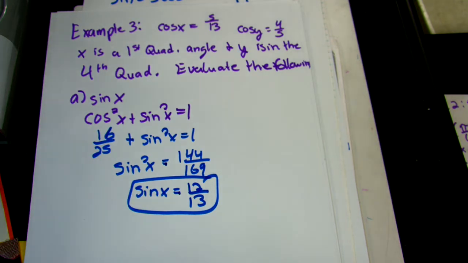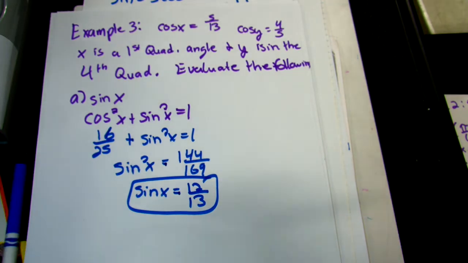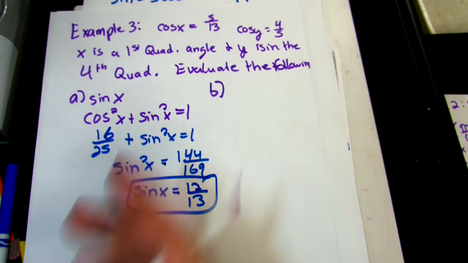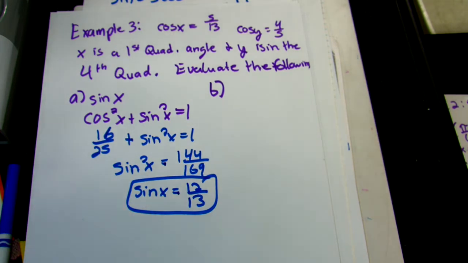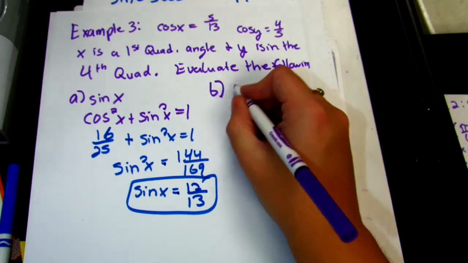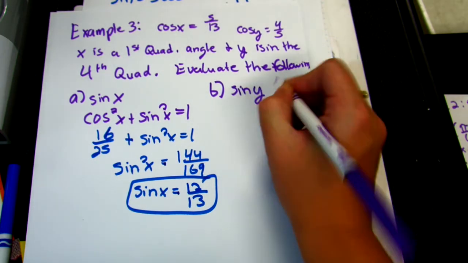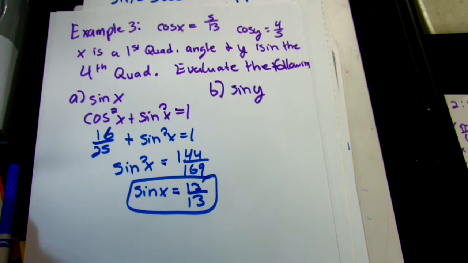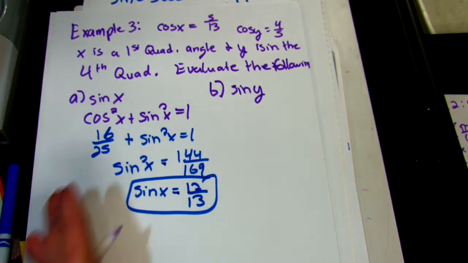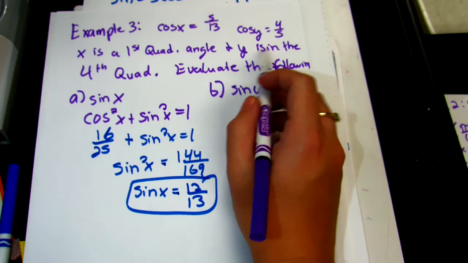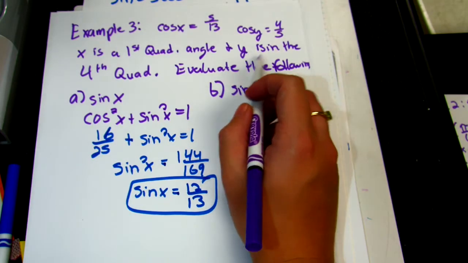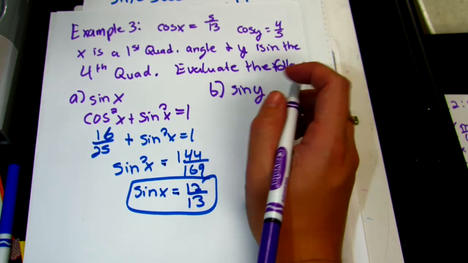All right, so next, they want us to evaluate sine y. Sine y, okay? So sine is negative in quadrant 4. Remember, y is in the fourth quadrant, so that's good.